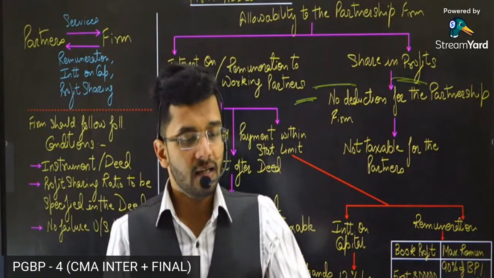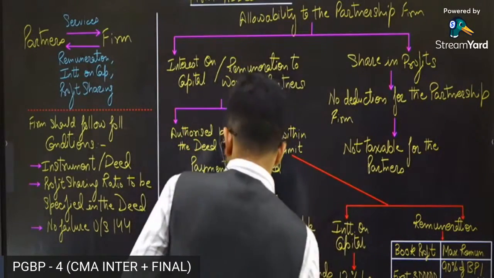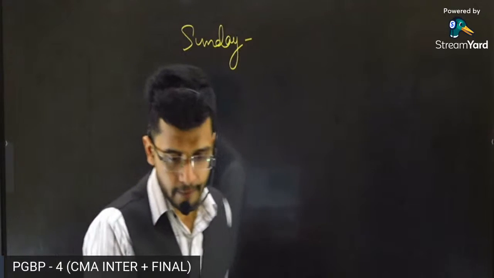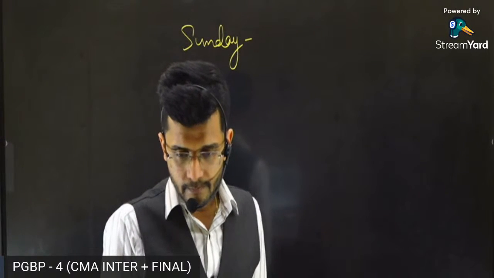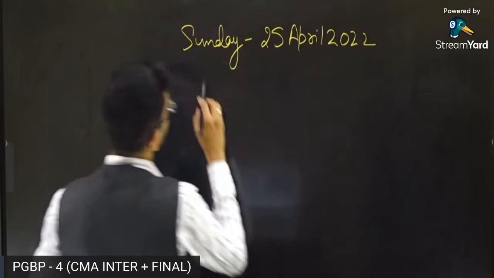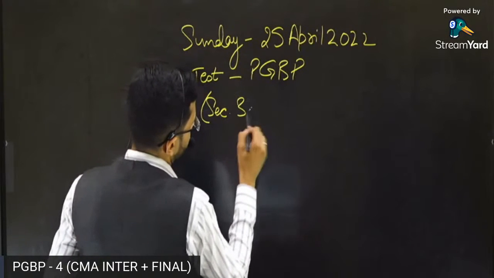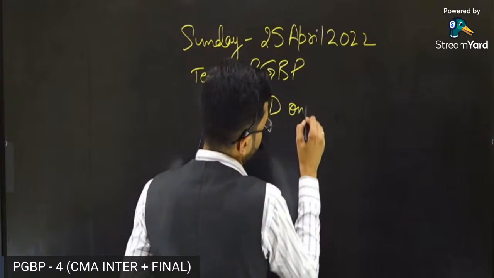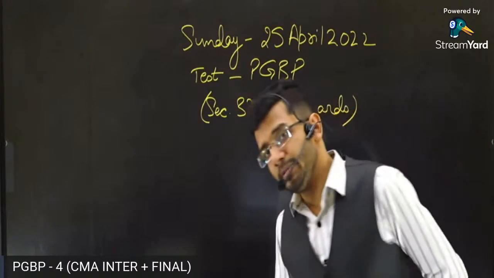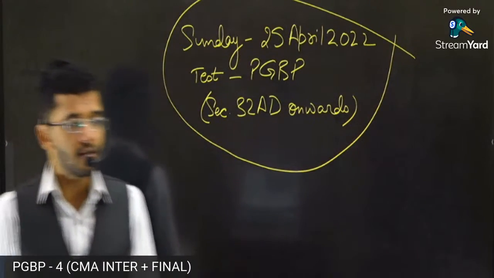And guys, hereby I'll conclude today's session. And yes, guys, this Sunday there'll be a test. Sunday, 25th April 2022. There'll be a test of the PGBP chapter, section 32 AD onwards till the last, including the presumptive taxation as well. So the entire chapter of PGBP starting from 32 AD till last, including the presumptive taxation as well. This is the test which is scheduled on Sunday, 25th of April.